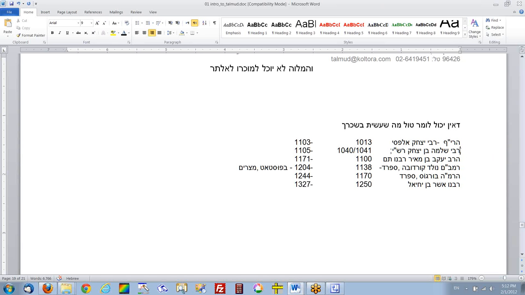After him, the Rif, of course, was a Sephardic scholar. The next person we're going to talk about, and he's not a posek, he explains the Gemara, is the famous Rashi, or Rabbi Shlomo ben Yitzchak. He lives from 1040 to 1105. So he overlaps more or less the time of the Rif.